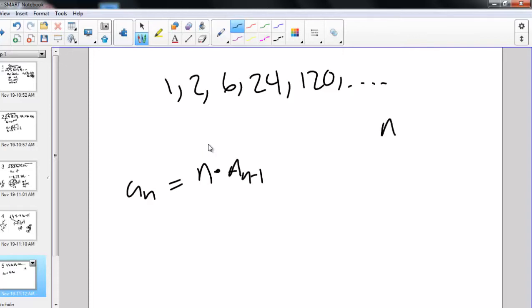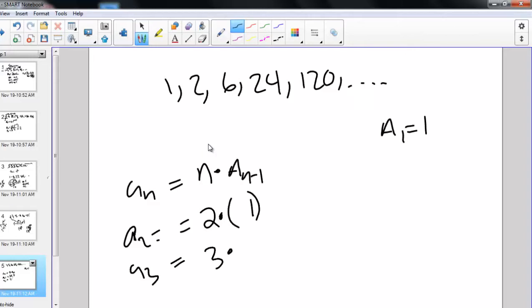Where a1 is equal to 1, and a to the n is equal to n times a n minus 1. So what that means is when n is 2, it's 2 times whatever a1 was. When n is 3, it's 3 times whatever a2 was. When n is 4, it's 4 times whatever a to the third was. And so that's what we call a recursive way to write it.